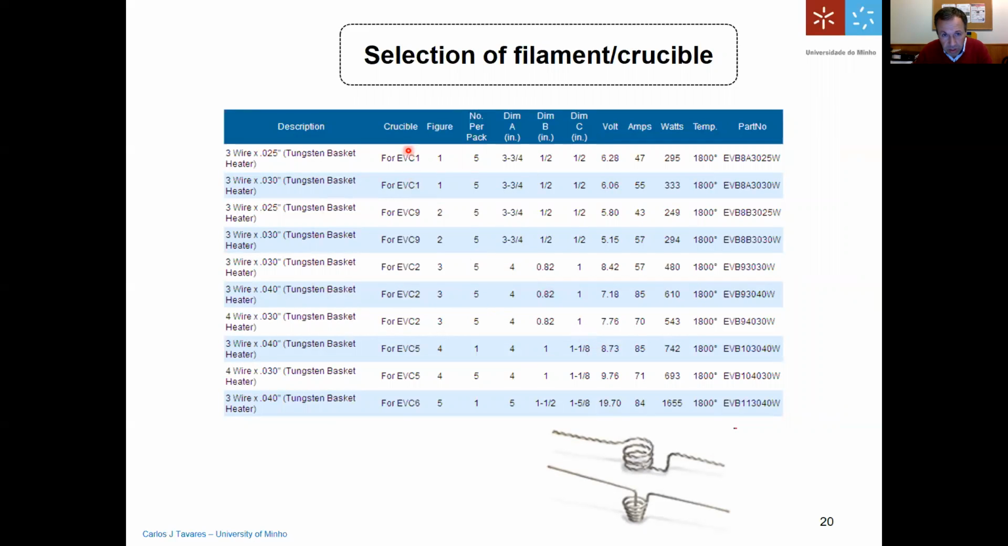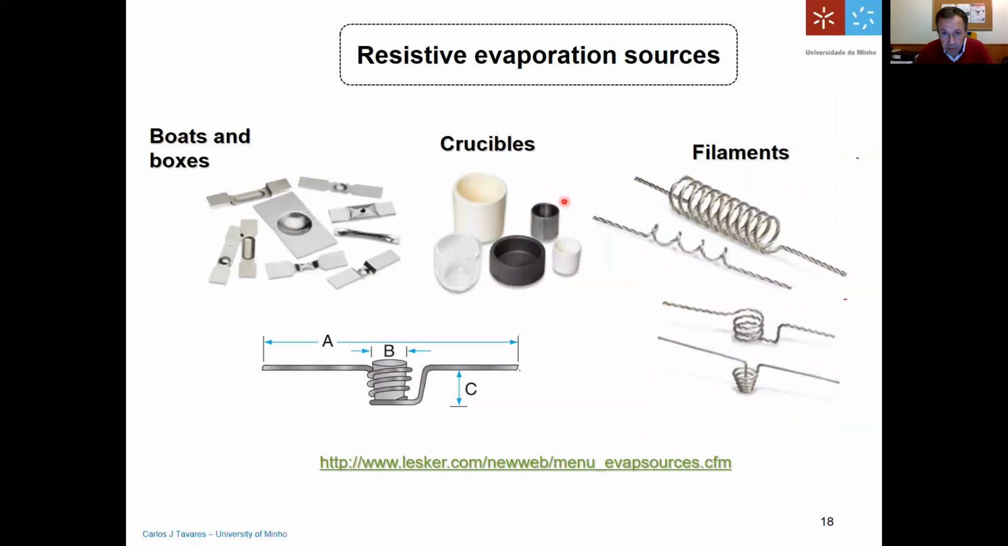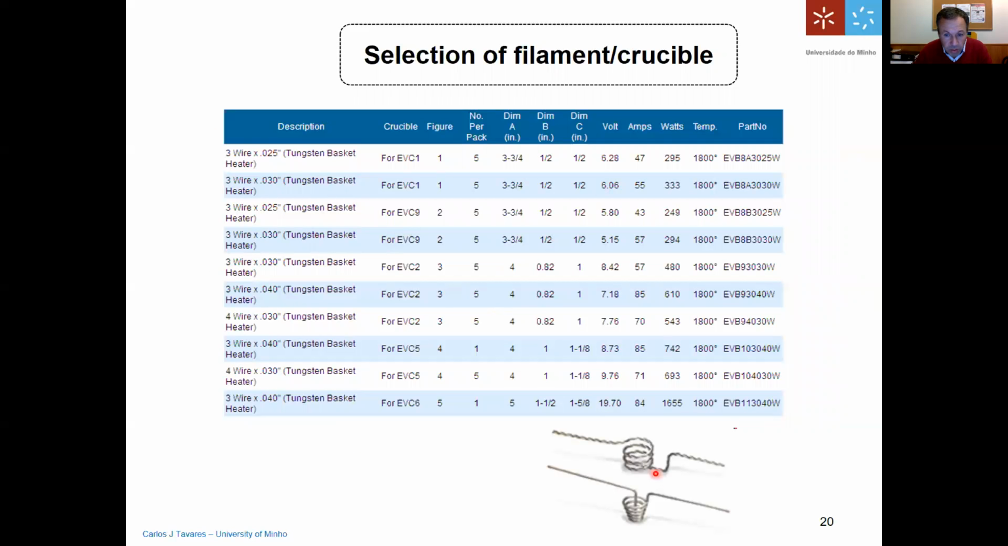And so these are the crucibles. So the crucibles are actually these things here. So depending on the material of the crucible and the shape of it, you can see which tungsten basket you can use. Okay, and if it has 3 wires or 4 wires intertwined, because these filaments have 3 or 4 wires which are intertwined, and you also can see how large is the current that you really need to have, for example, to reach a temperature of 1,800 degrees, okay?